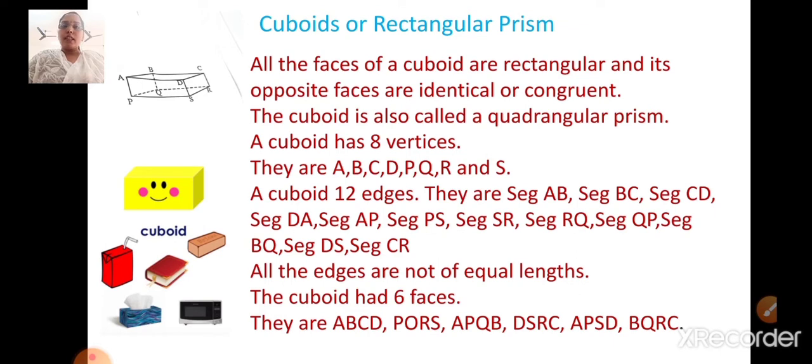So you can see the figure on my screen, children. All the faces of a cuboid are rectangular and its opposite faces are identical or congruent. Okay, the cuboid is also called as quadrangular prism. It has 8 vertices. We had learned this in our previous class. We are just revising. Let us see the vertices of cuboid.